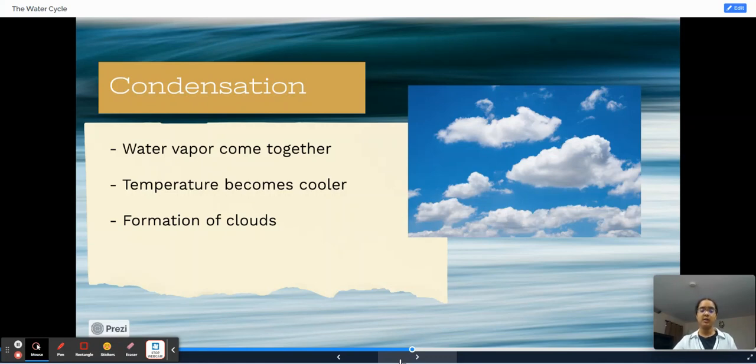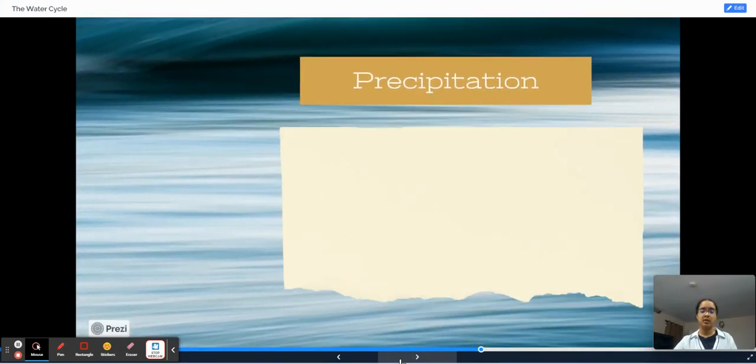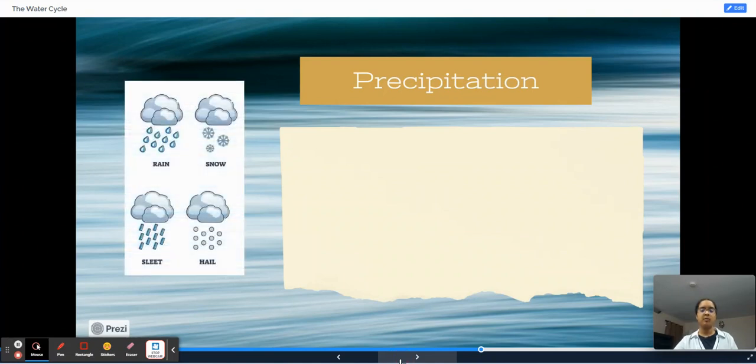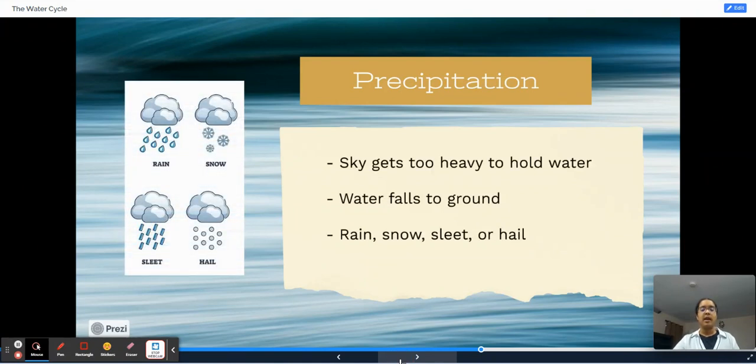Water droplets come together with other gases and dust particles to form clouds that we see every day in our sky. The final stage in the water cycle is precipitation. As more water vapors rise into the air and form clouds, the water in the sky gets too heavy and the sky cannot hold it anymore. This leads water to fall back onto the ground in forms of rain, snow, sleet, or hail. This process of water falling back to the ground is called precipitation.